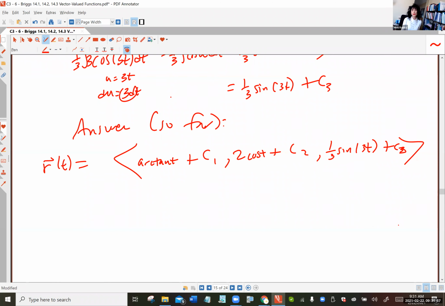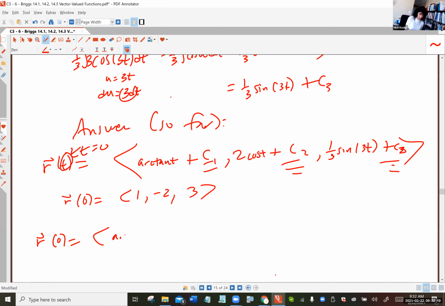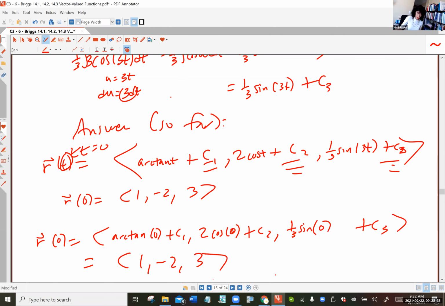Now what? They gave you an initial condition, and this is similar to finding a particular solution when you take Calc 1 or Calc 2. They're telling you that r evaluated at 0 is this constant vector. How do you use that to help you get C1, C2, and C3? Because that's what you're going to do. When you plug in t equals 0, you get arctan of 0 plus C1, comma, 2 cos of 0 plus C2, comma, 1/3 sine of 3 times 0 plus C3. That has to equal this vector, 1, -2, 3.